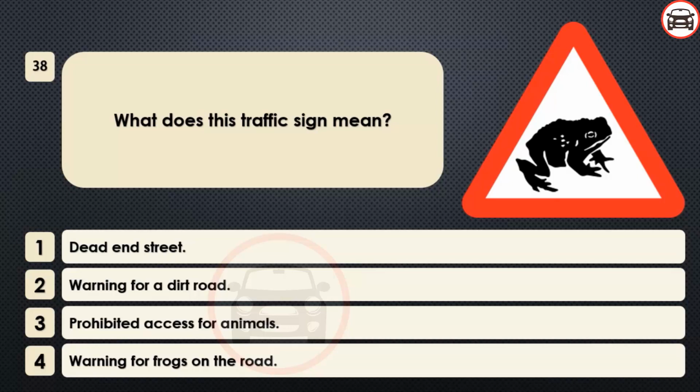What does this traffic sign mean? 1. Dead-end street. 2. Warning for a dirt road. 3. Prohibited access for animals. 4. Warning for frogs on the road.